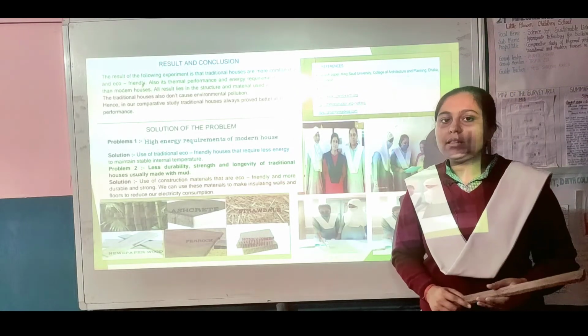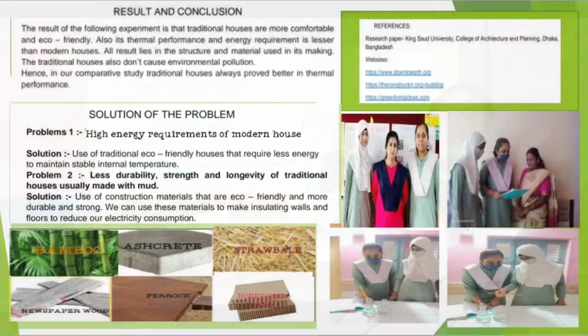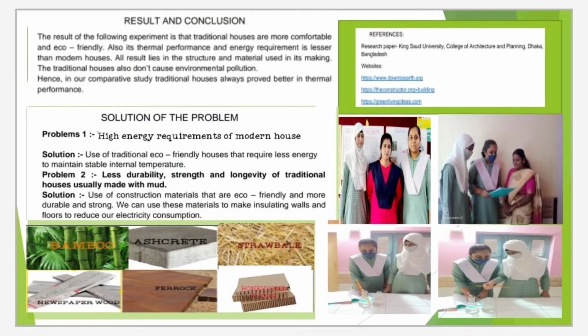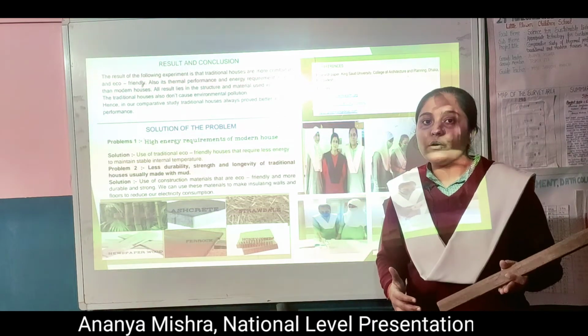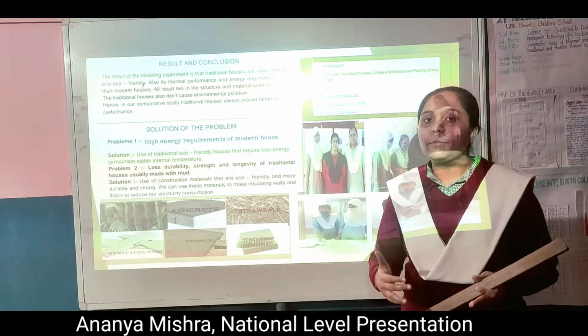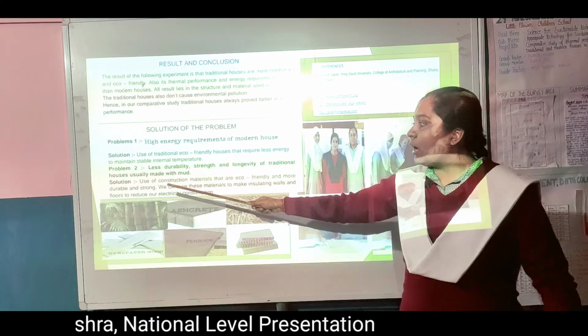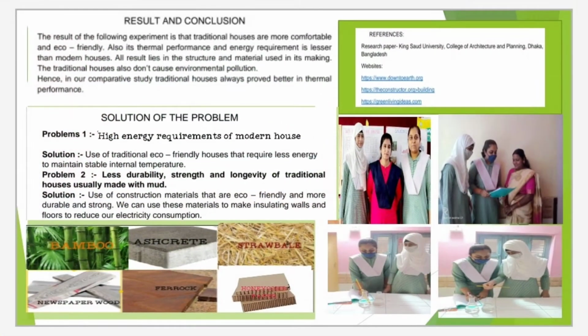Now the second problem is, will you be ready to live in a traditional house made with mud? No, because they are not durable, they don't have strength, so you cannot take a risk with your life. So what we can do is modify modern houses so that they can improve their thermal performance. How will we do this? By using construction materials that are eco-friendly and more durable and strong. We can use these materials to make insulating walls and floors to reduce our electricity consumption.